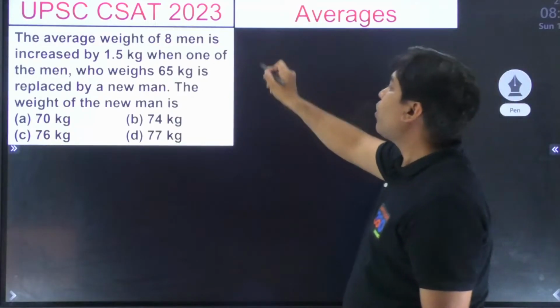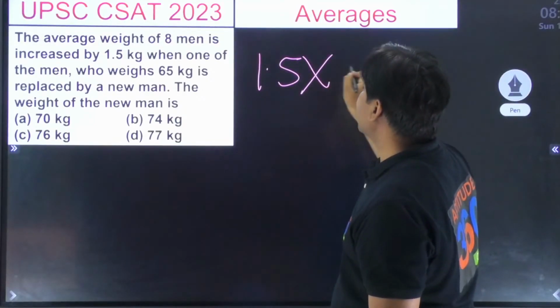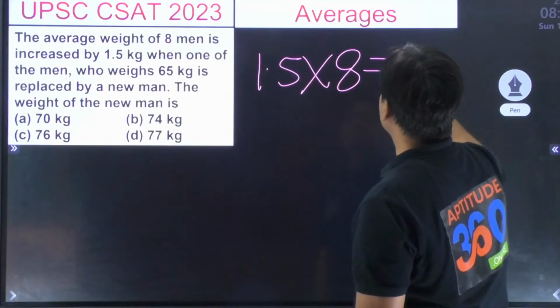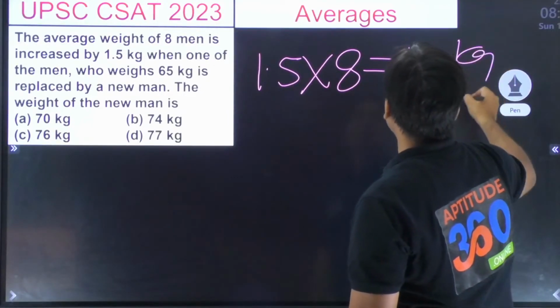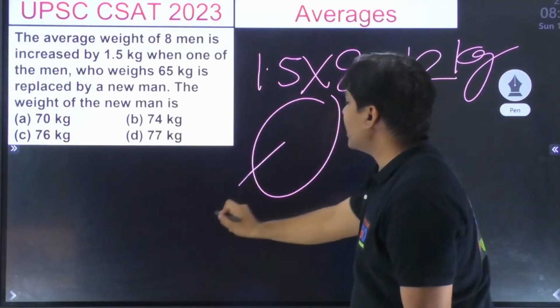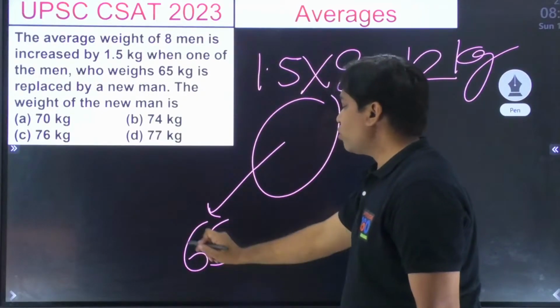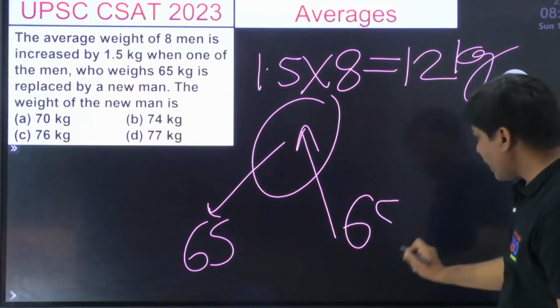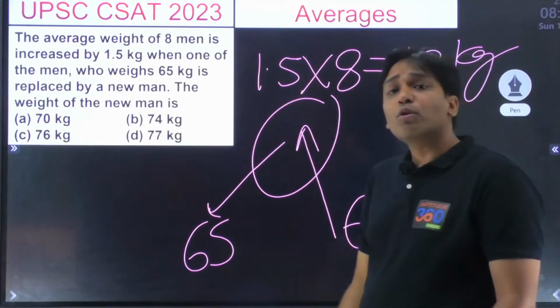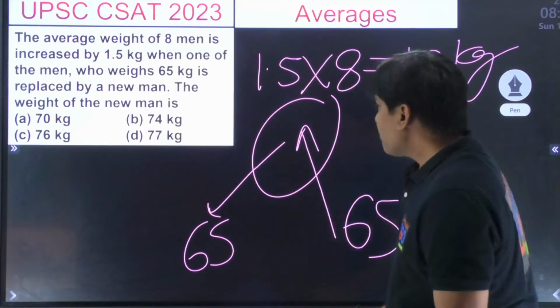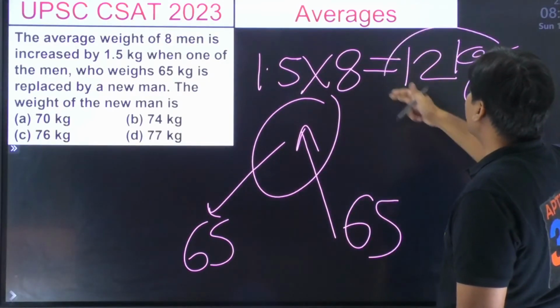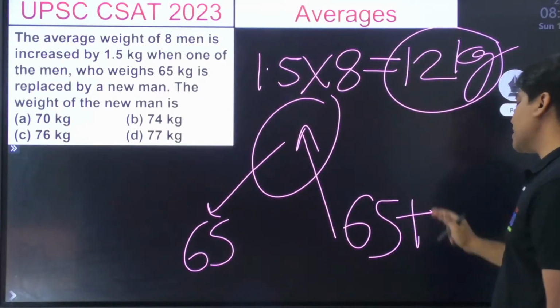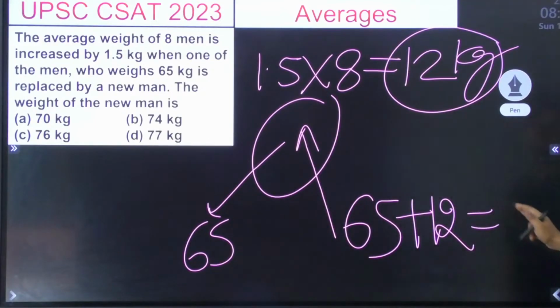See, 1.5 into 8, 12 kilogram extra. If the person who weighs 65 is replaced by a person who also weighs 65, the average of the group will not change, is it not? Because the average is increasing by 1.5, the collective increment is going to be 65 plus 12. What is the new value? It is coming out as 77, and your answer is done.